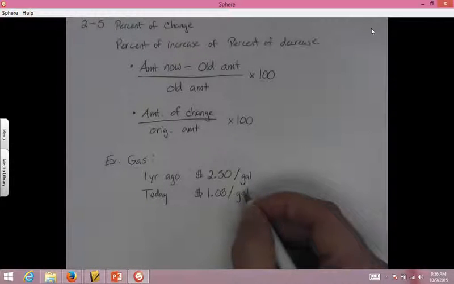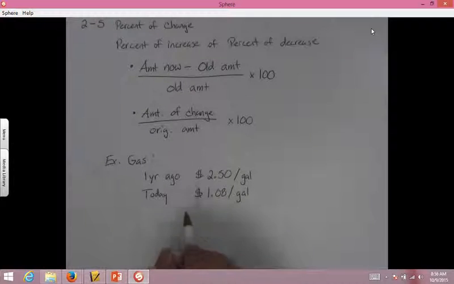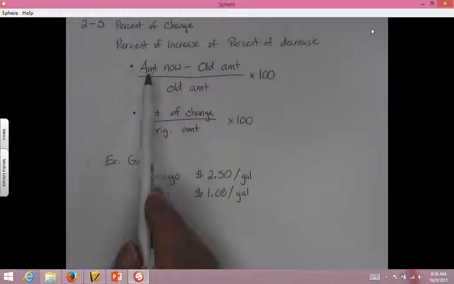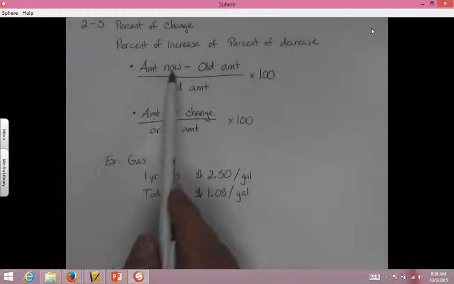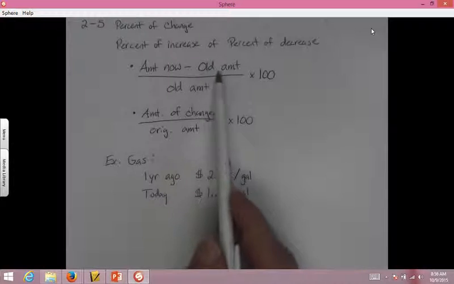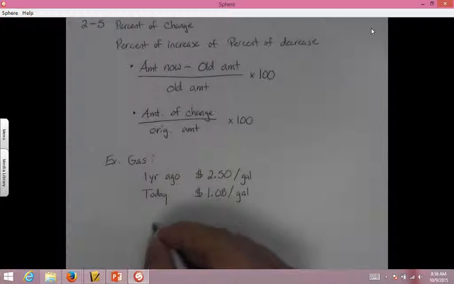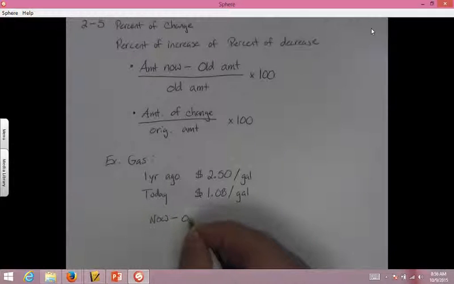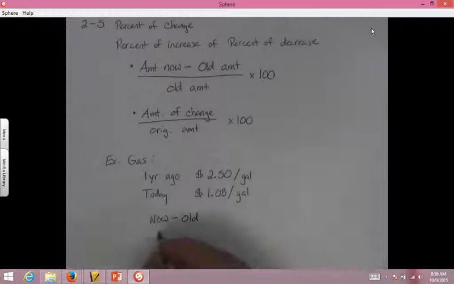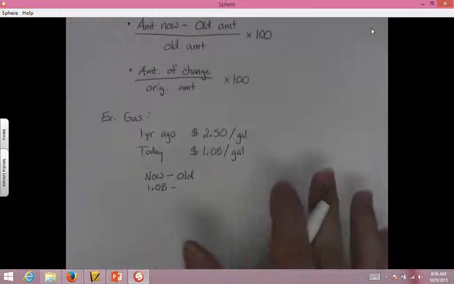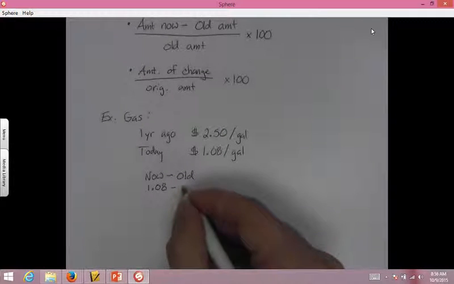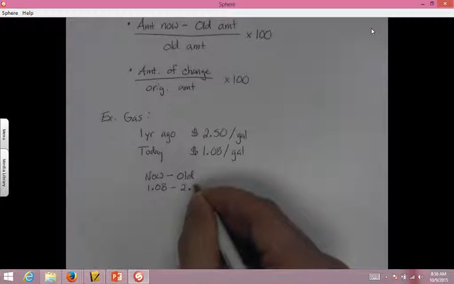So, first thing I need to do is I need to find the amount of change. The way I do that is I take what the amount is now, or the price now, and subtract the old amount, or old price. So, now minus the old, or original. So the price now is $1.08. The old price, or the original price, was $2.50.